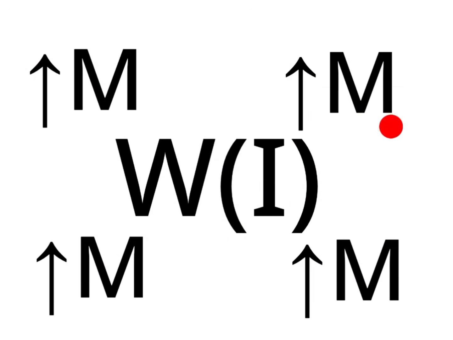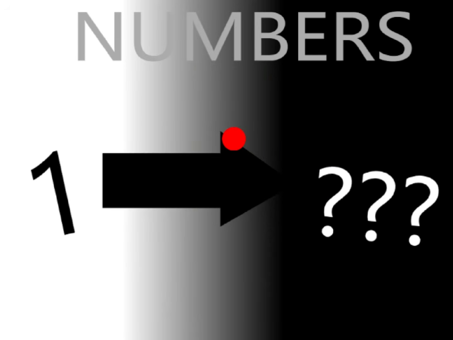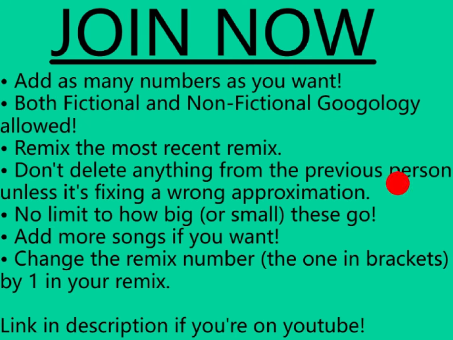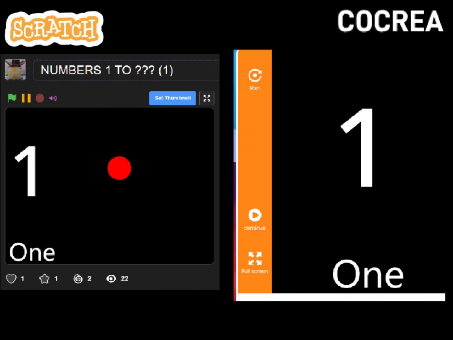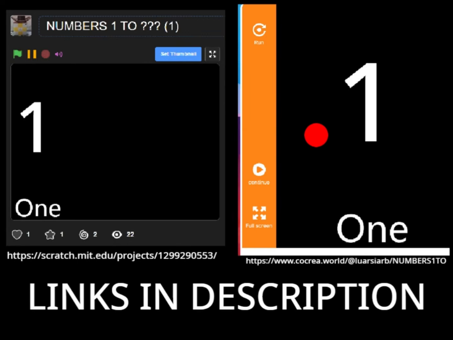So yeah, that's pretty much it for this video. But before you leave, there's also one more thing I want to say. I've been working on this collaborative fictional Googology project called Numbers 1 to question mark. And basically, all of the rules are here. You just remix the Scratch project, and then remix again and again, and eventually it's going to be just a really long thing, and I'm going to make another YouTube video of it once it feels long enough. And yeah, if you want to join, it's available. There's one on Scratch and one on Cocrea, and both of the links are there.